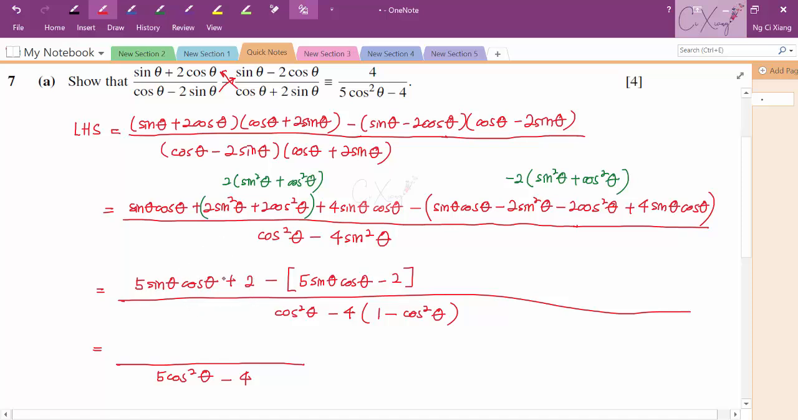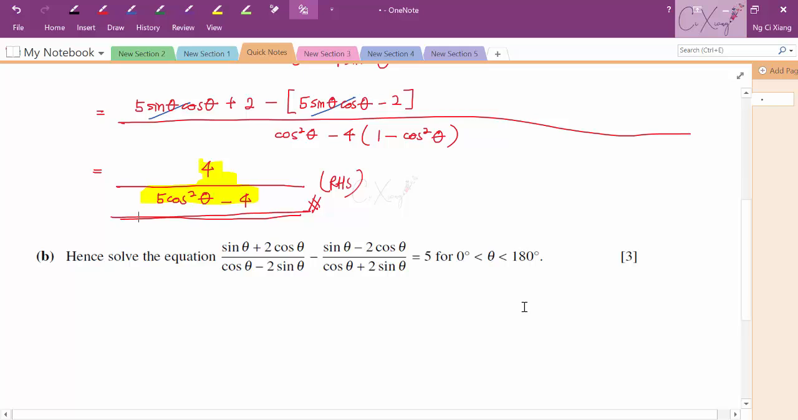Okay, then for the numerator on top, if you expand everything, you will see that the 5 sin cos can be cancelled off with the 5 sin cos. Alright, they minus each other. And then 2 minus negative 2, you get a value of 4. So very obviously, you can see that we already get the equation that they want us to show for the right-hand side. Alright, so the step is a bit long, but generally if you know the idea and just expand it, then after that you simplify slowly. Of course, you can get the answer that they want you to show.